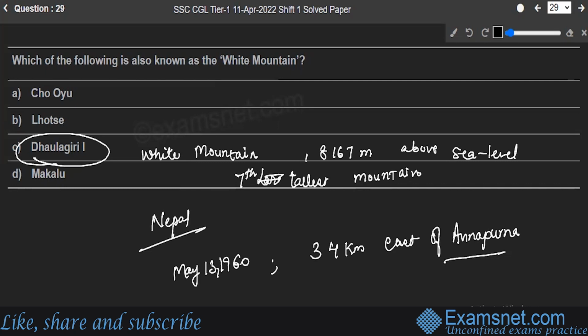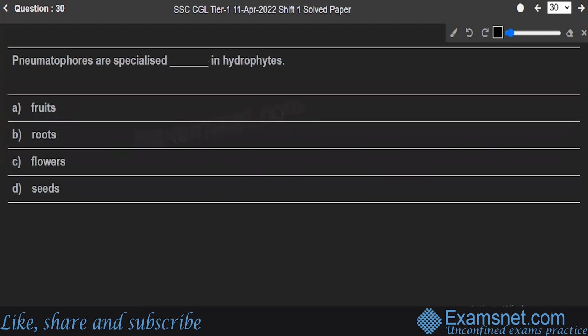All right, Annapurna 1. So I hope you're clear with this question. Option C is the correct answer for this. Let's move to the next question, question number 30.